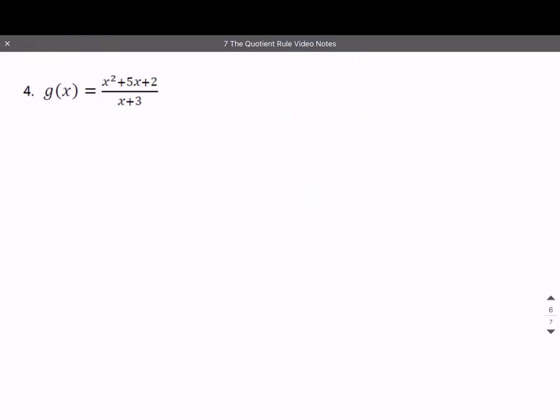Here's the next one. G of x is x squared plus 5x plus 2 all over x plus 3. So the derivative of g of x is g prime of x equals, we take the derivative of the top. The derivative of x squared is 2x, plus the derivative of 5x is 5, plus the derivative of 2 is 0, so I'm done, times, keep the bottom, x plus 3, minus, now I'm going to keep the top, x squared plus 5x plus 2, times the derivative of x plus 3, which is 1, and this is all over the bottom, x plus 3 quantity squared.